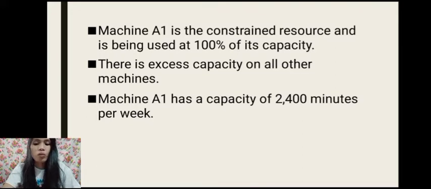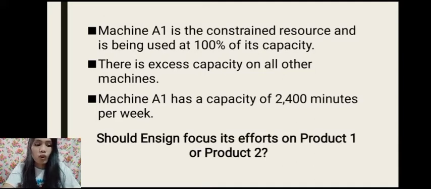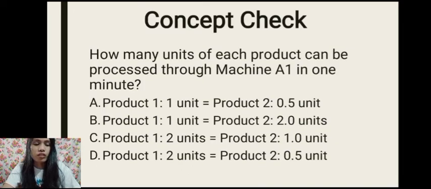Nililimit ng machine A1 yung overall output, kaya siya constraint. So question, should Ensign focus its efforts on product 1 or product 2? But before that, let's try to answer some problems first.